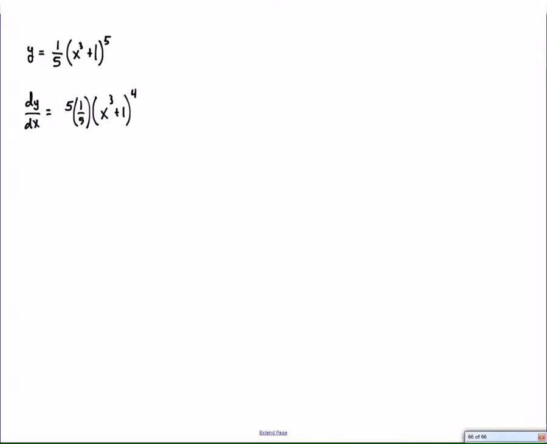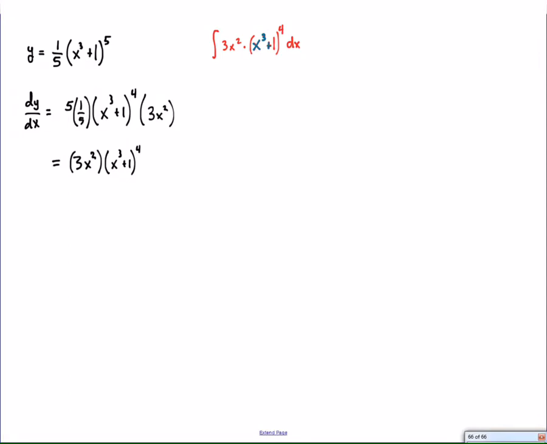But that's not it. The chain rule says that the rate of change of the inside function is going to have an impact on the rate of change of the whole function. So we multiply by the rate of change of the inside. We end up with an expression, or in this case an equation, that looks like this, where we have (x cubed plus 1) to the 4th, which is a reduced power from before by 1, and then we have an extra 3x squared here that came from the chain.